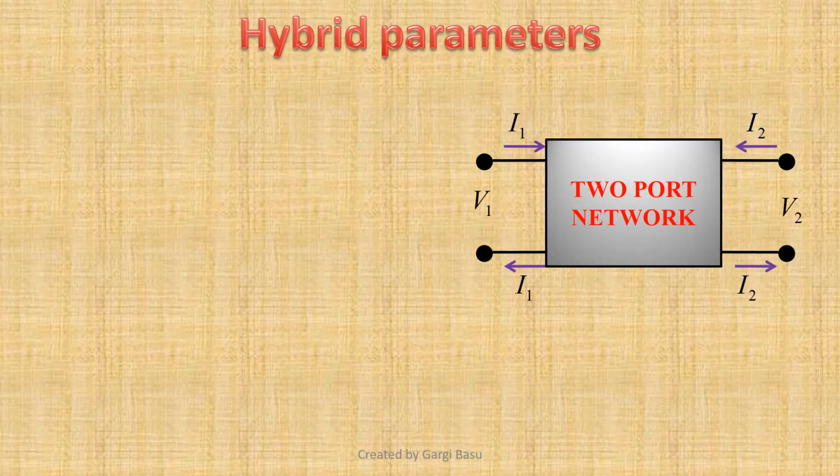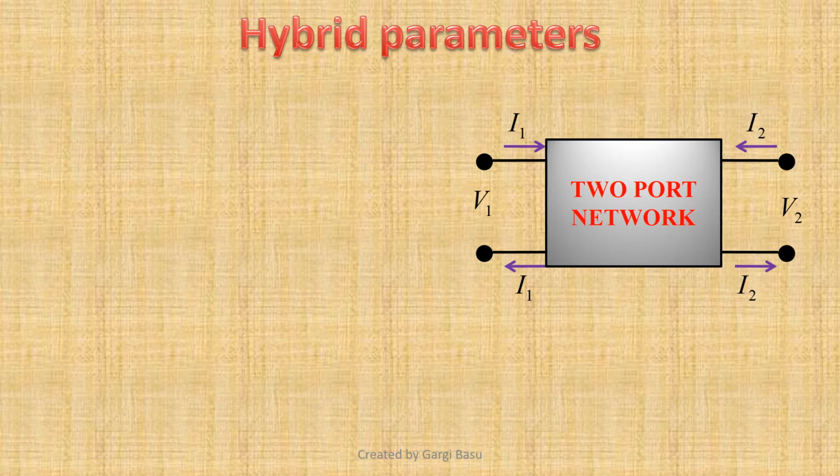Hybrid parameters are widely used in the field of electronics. They are often used to develop small signal models of transistors. They give us directly the current gain, voltage gain, and input-output impedances of an amplifier.